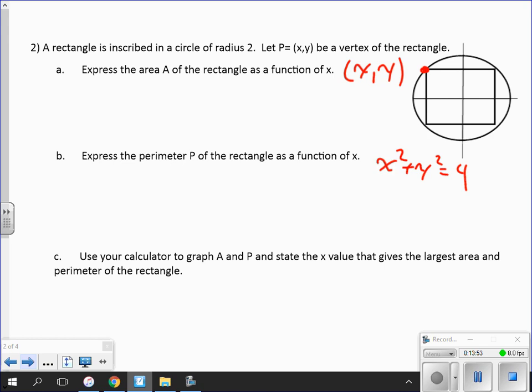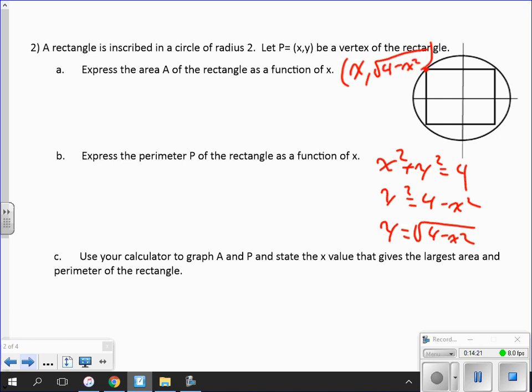So, solve this for y. Subtract x squared from both sides. y squared equals 4 minus x squared. Take the square root. y equals the square root of 4 minus x squared. So that means any coordinate on this circle is the point (x, square root of 4 minus x squared).